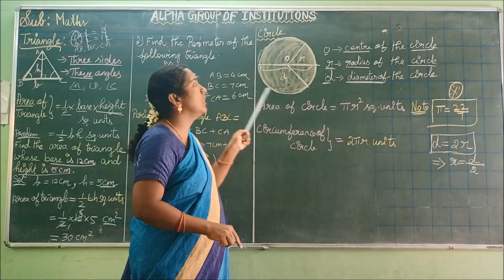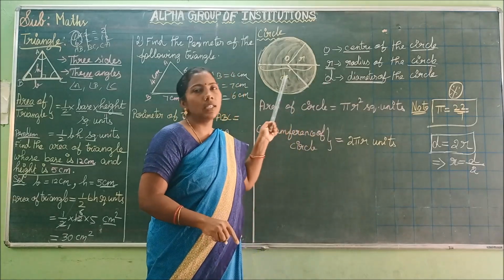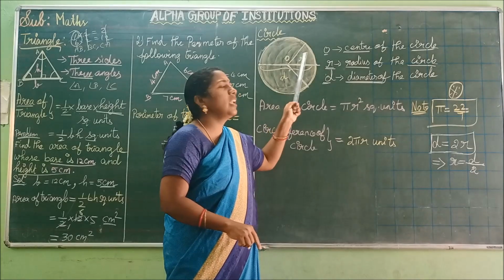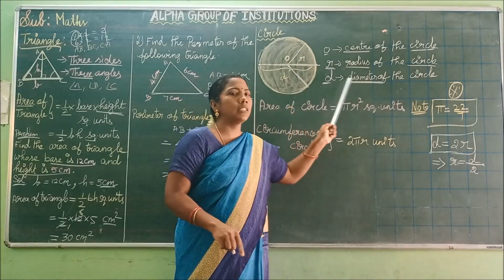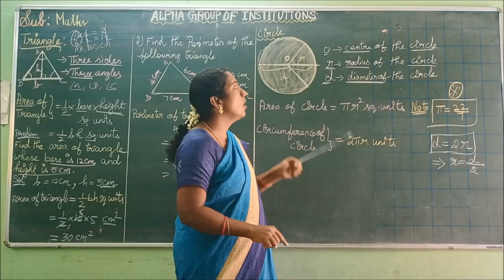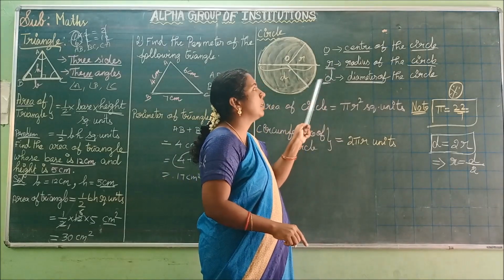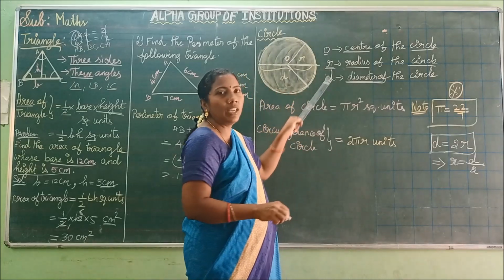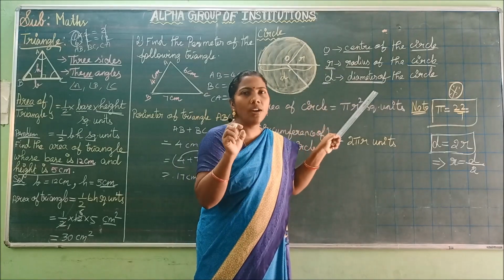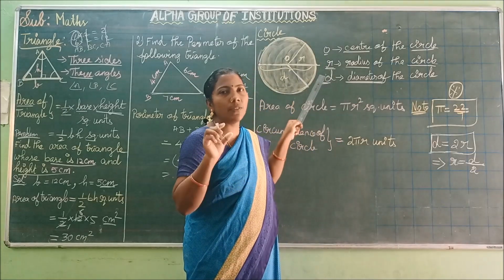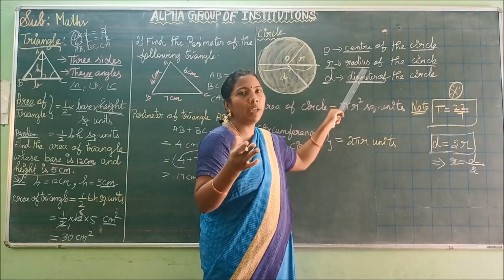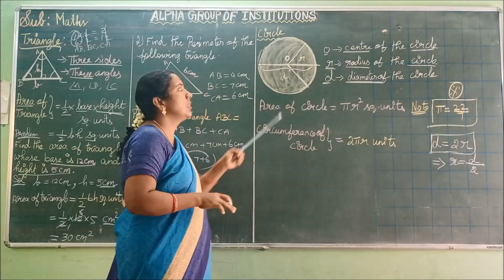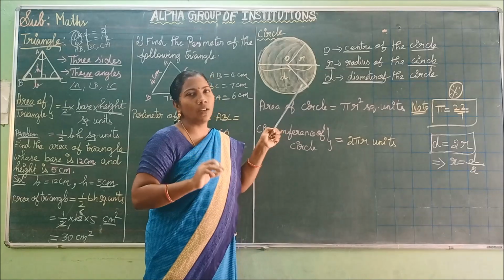So these are the three things you must know about the circle. O is the center of the circle. R is the radius of the circle. D is the diameter of the circle. The measurement of the radius and diameter will determine the size of the circle. If you take a small radius, the circle appears very small. If you take a bigger value as the radius, the circle looks very big. So the radius determines the size of the circle.